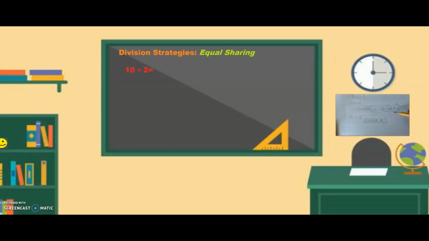If we're breaking 10 up into 2 groups, it would look more like this. 10 divided by 2 equals a group of 5 and a group of 5. But this strategy helps us solve it very effectively and quickly. Let's say we're doing our other question, 9 divided by 2.